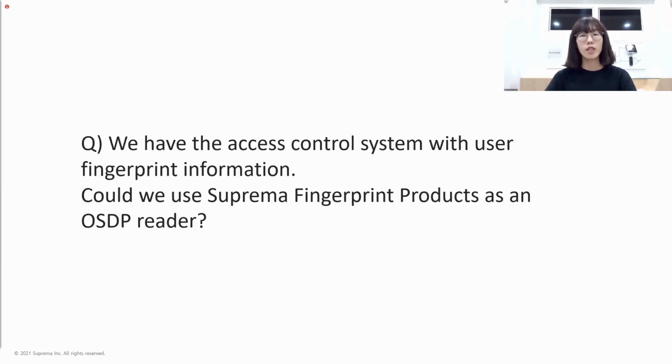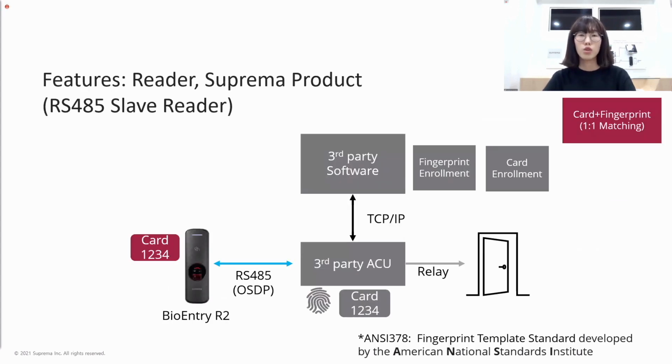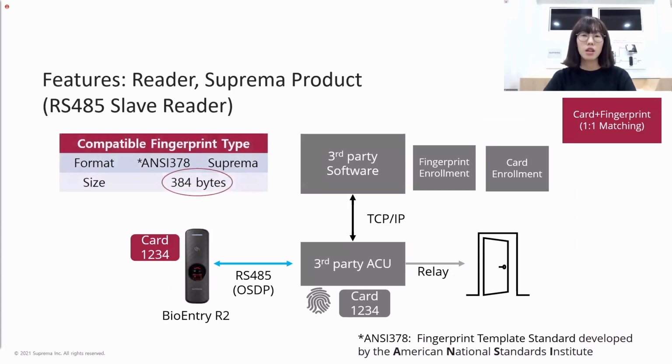Let me move on to the next inquiry. This inquiry is about whether an existing access control system and an OSDP device can use card plus fingerprint or not. You can also use the Suprema device for that kind of project. However, there are some limitations. The limitation is the format and size of fingerprints registered in a third-party system.